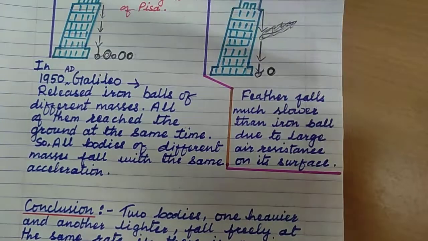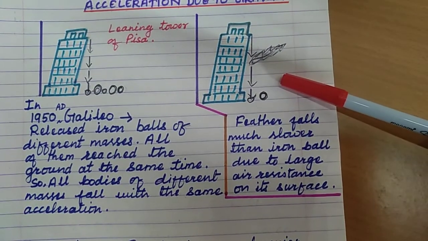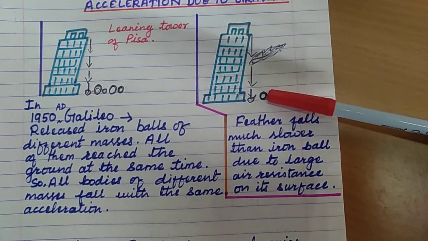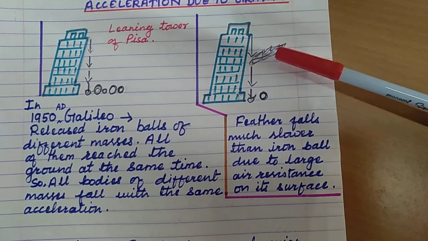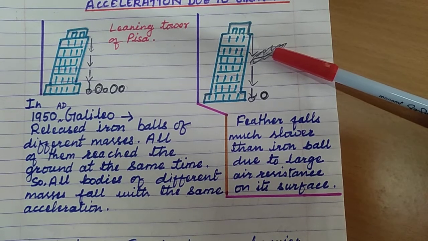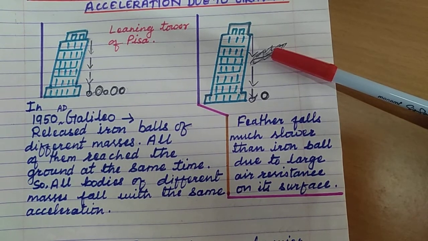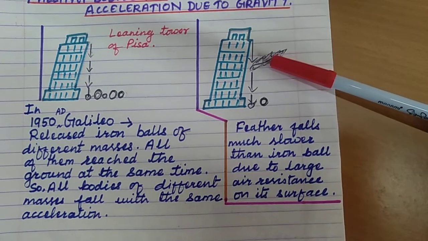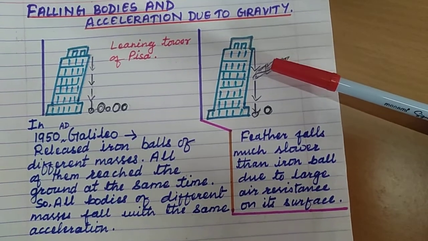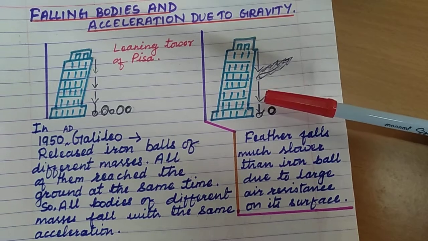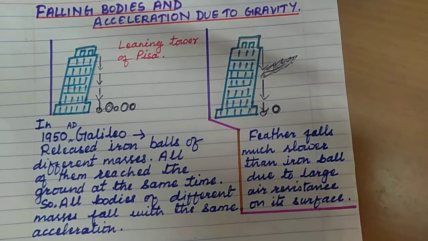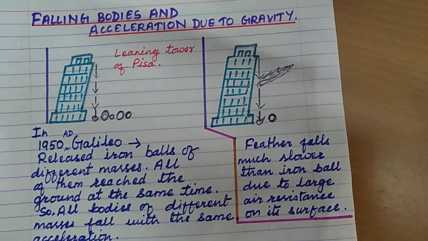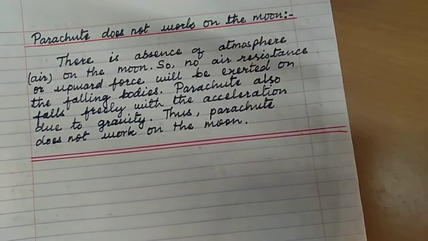If this experiment was done in vacuum, then you could have seen that the feather and the iron ball are falling together. But it is done in the presence of air. That is why the feather is falling down slowly. So this means the acceleration due to gravity, the rate of falling down, the speed of a body falling downward, does not depend on the mass of the body. Heavier and lighter bodies fall at the same time. Now we understand more this way.